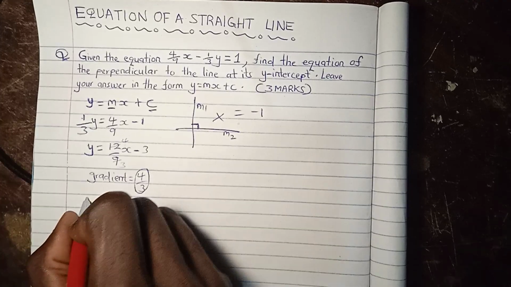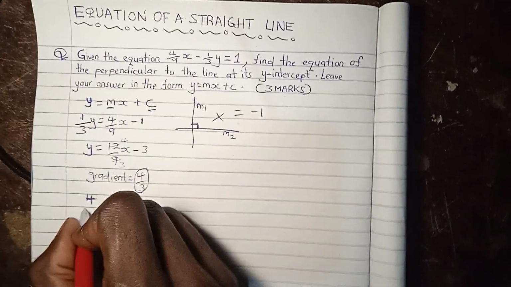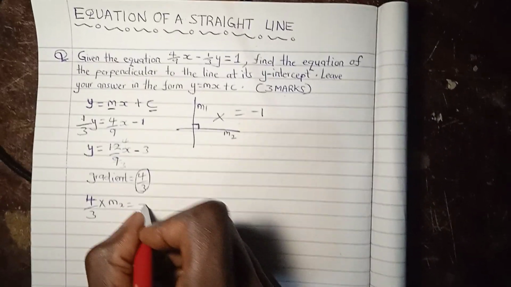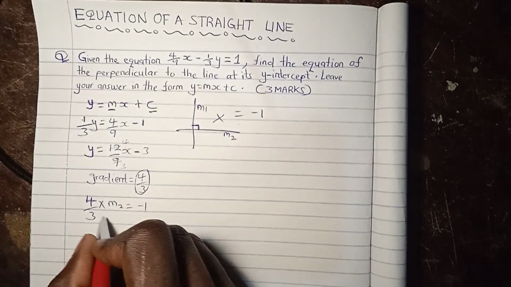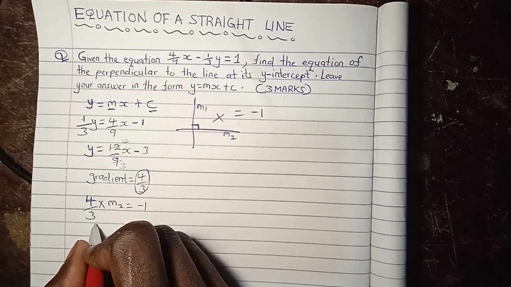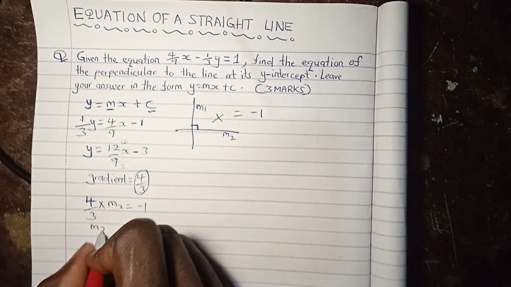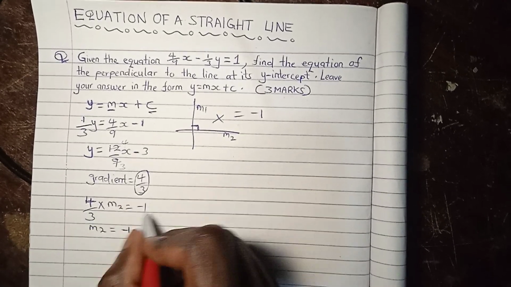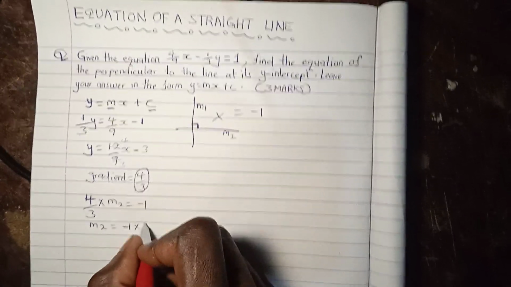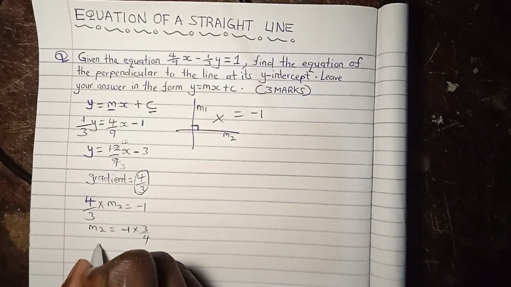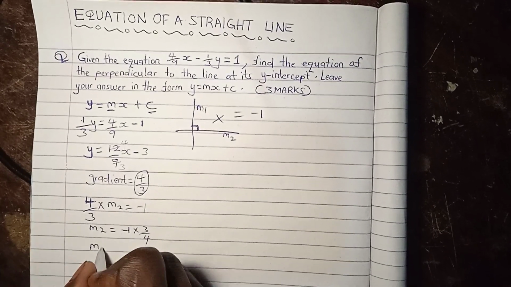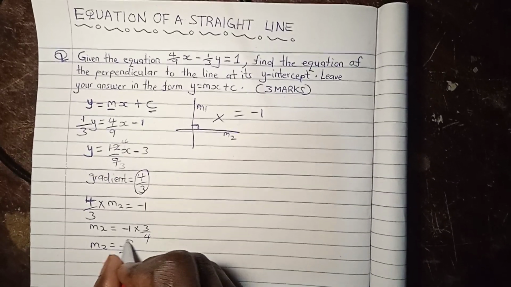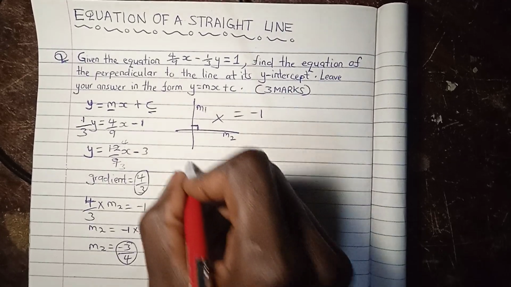Now let's get the other gradient. 4 over 3 times m2 is equal to -1, so m2 is equal to -1 times the reciprocal of this, times 3 over 4. m2 is equal to -3 over 4. We already have the gradient of the second line.